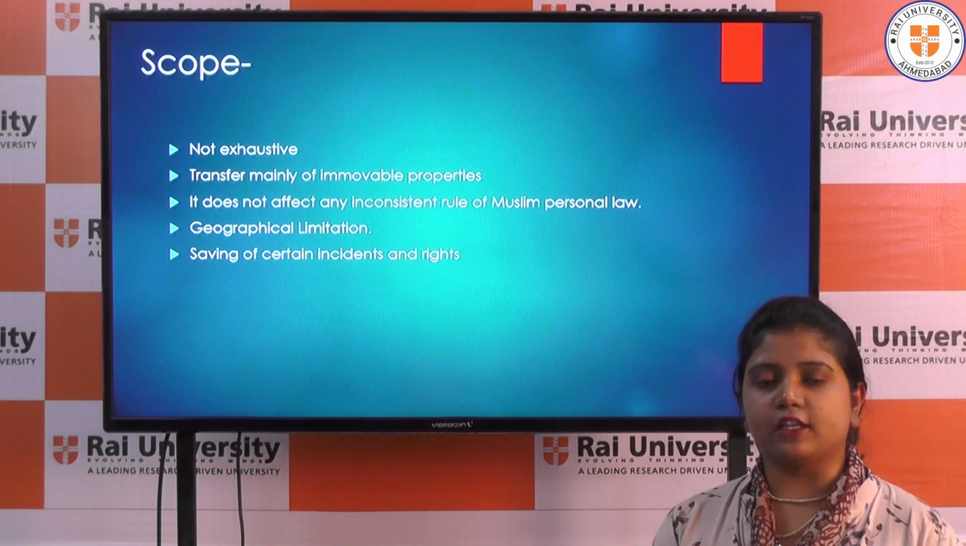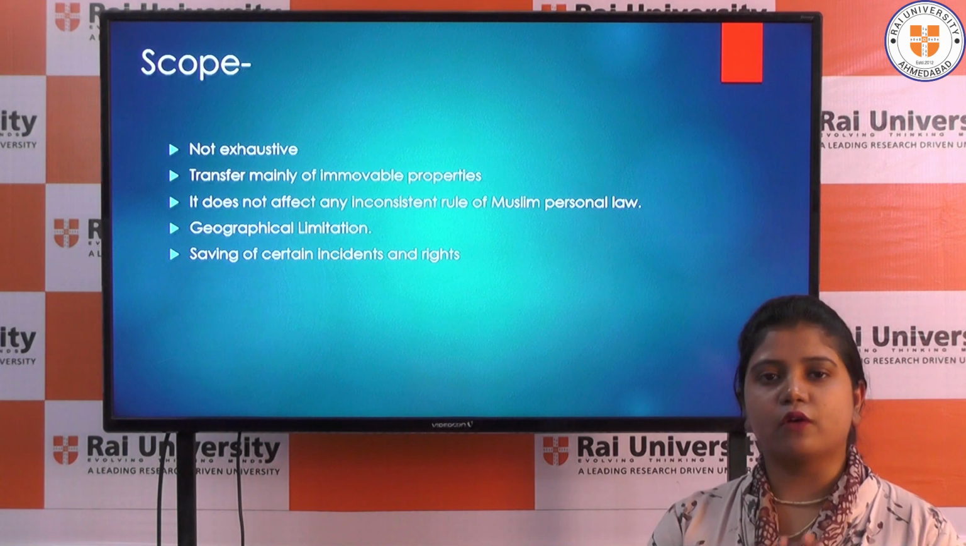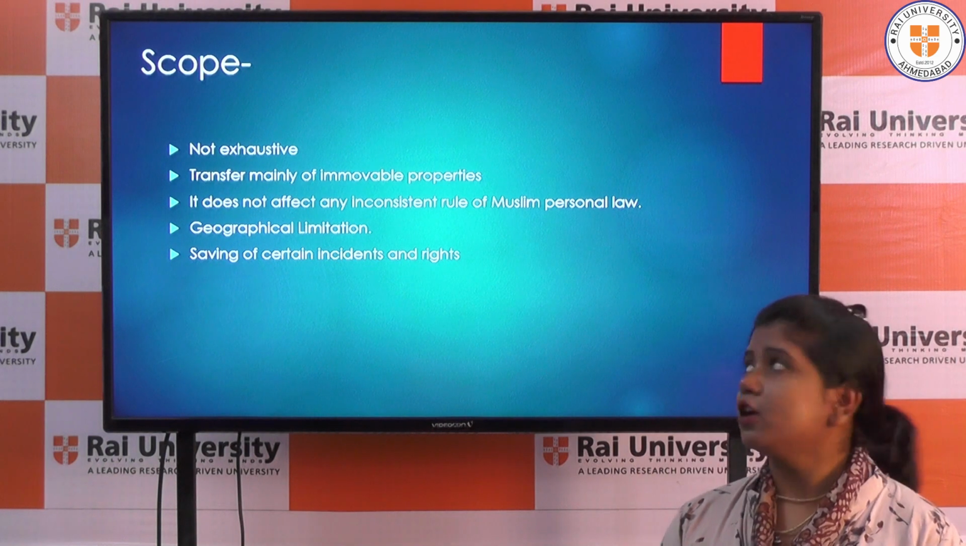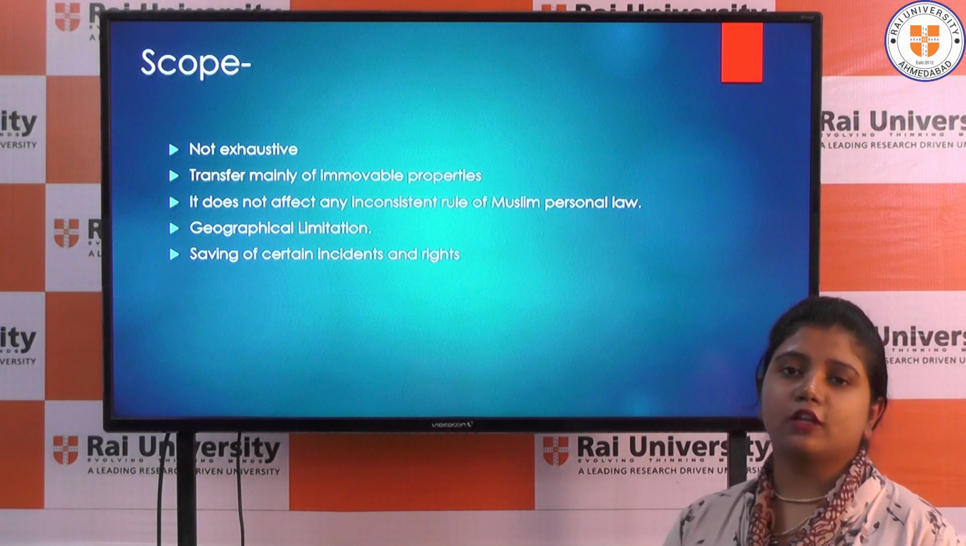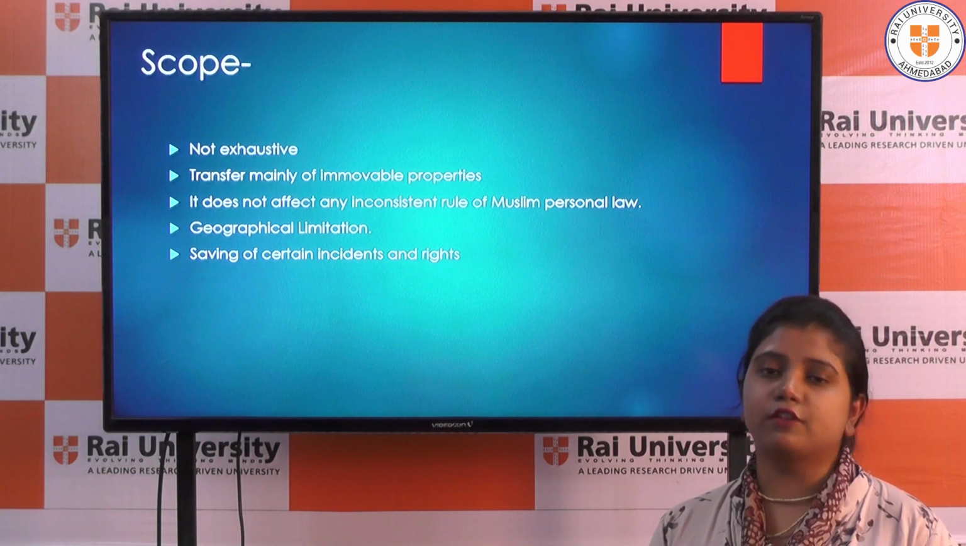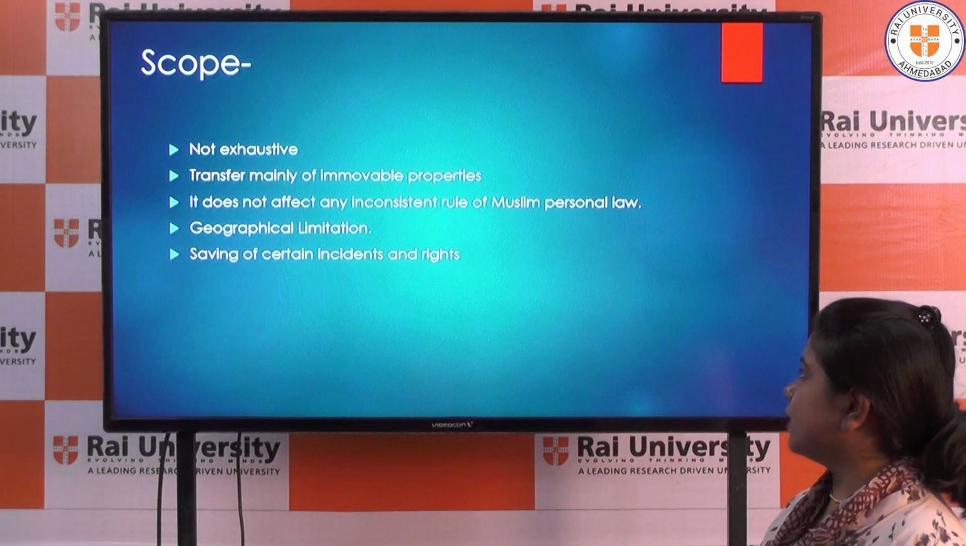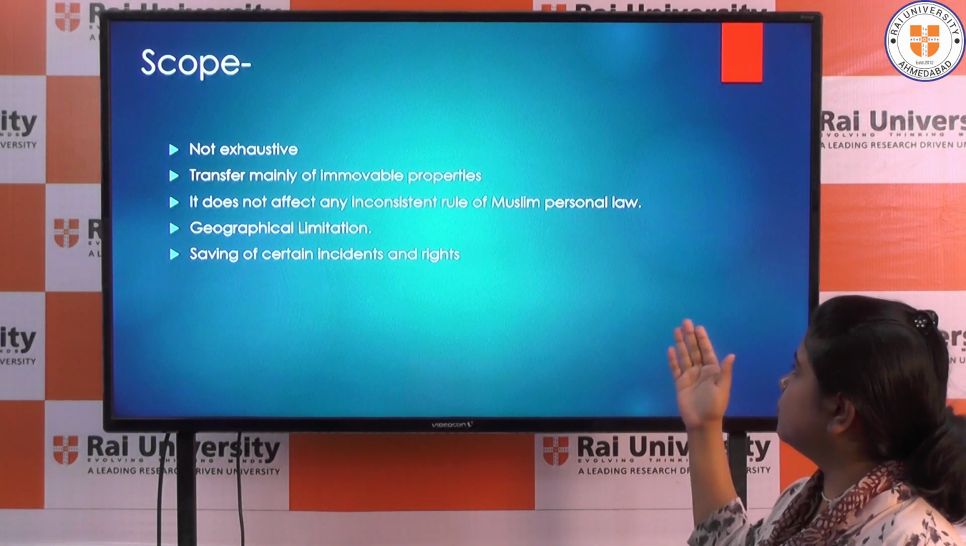So this is basically the whole comprise of the murder. Everything is set over there in the murder. But in the TPA, it is not exhaustive. We have the supplementary laws for the transfer of the properties. And the other scope is the transfer mainly of immovable properties.